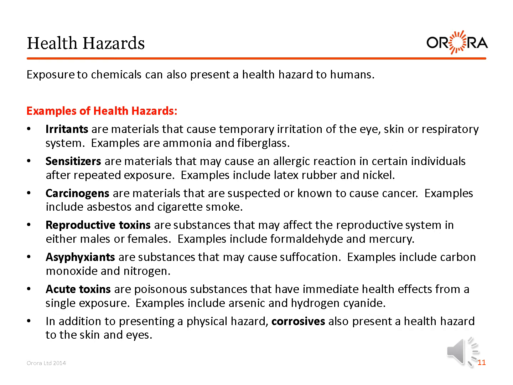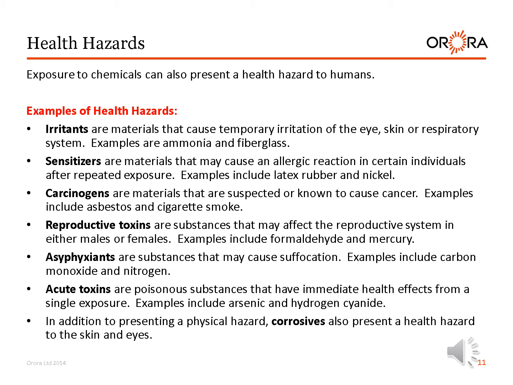Examples of health hazards: irritants are materials that cause temporary irritation of the eye, skin, or respiratory system. Examples are ammonia and fiberglass. Sensitizers are materials that may cause an allergic reaction in certain individuals after repeated exposure. Examples include latex, rubber, and nickel. Carcinogens are materials that are suspected or known to cause cancer. Examples include asbestos and cigarette smoke.